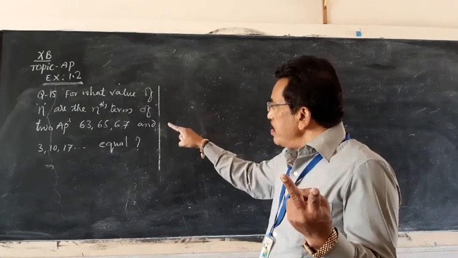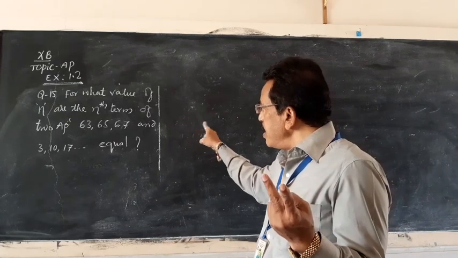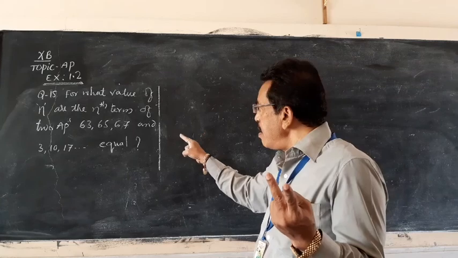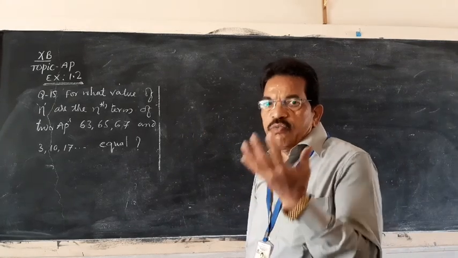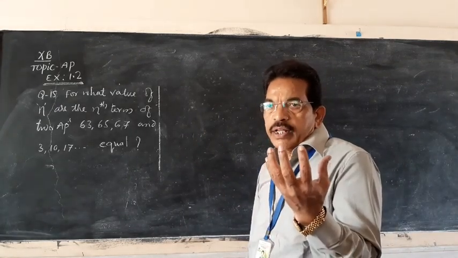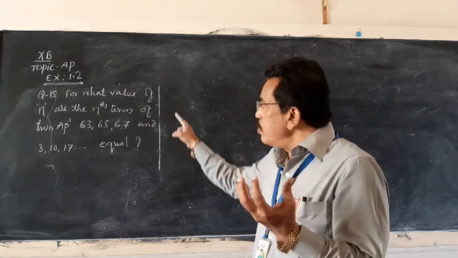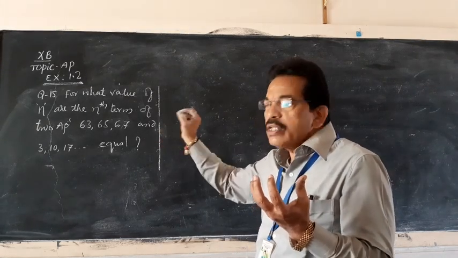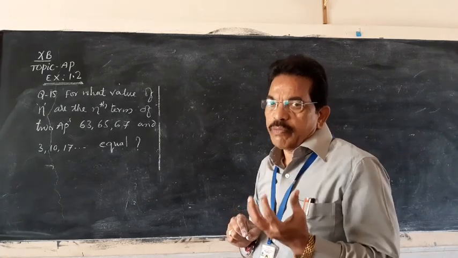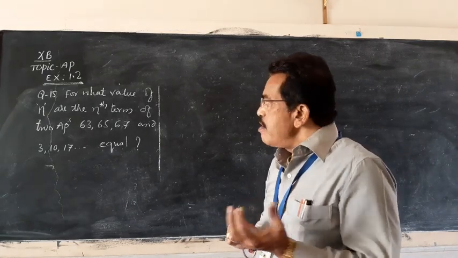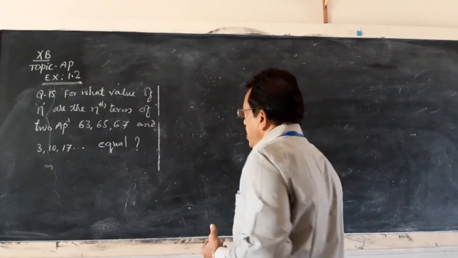The two APs are 63, 65, 67, and so on, and 3, 10, 17, and so on. One term is common to both. We don't know that term; that term we have to find. Both APs contain that term. Let us find which term it is. First we have to find the nth terms of the APs.